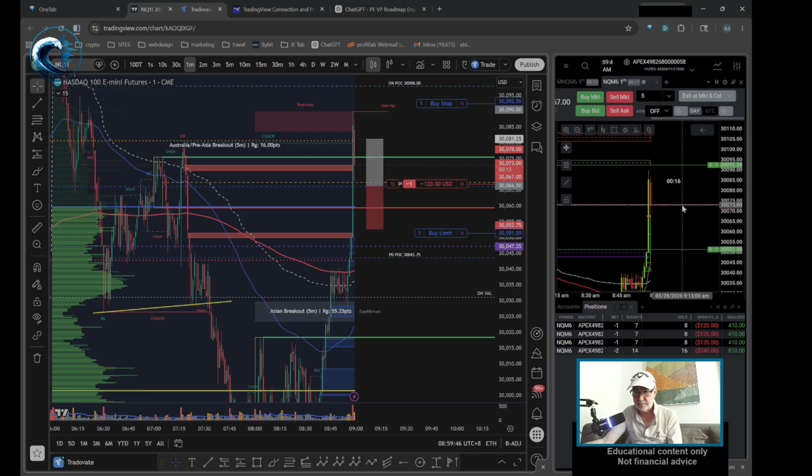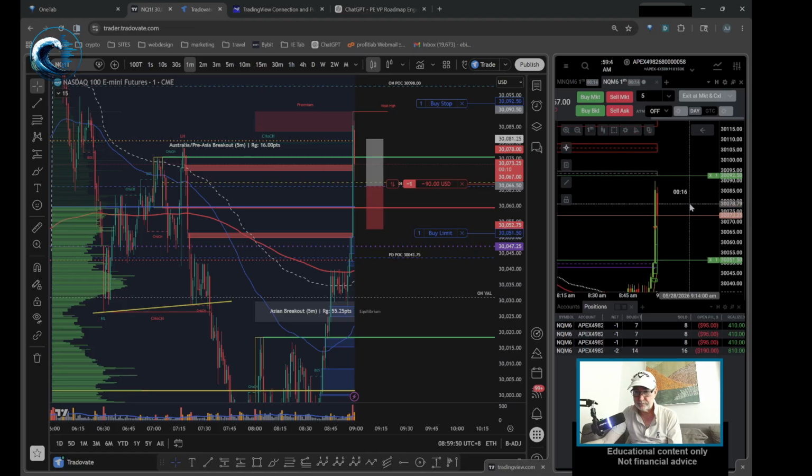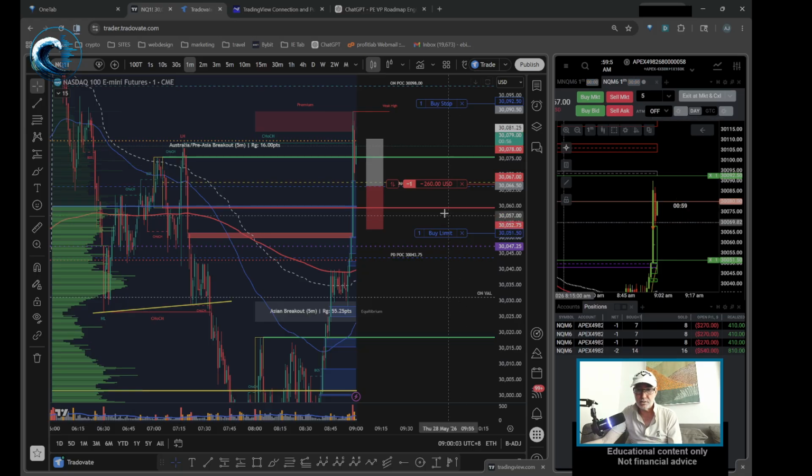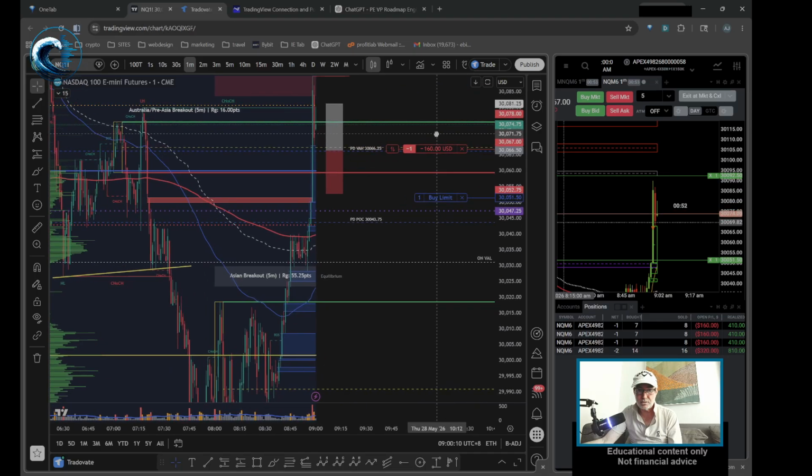Let's see how we go this time. Yeah, I don't know what was going on with the stream. I still think I'm out a bit, aren't I? So let's get under the previous day value high, please. Okay, we're at previous day POC level here.